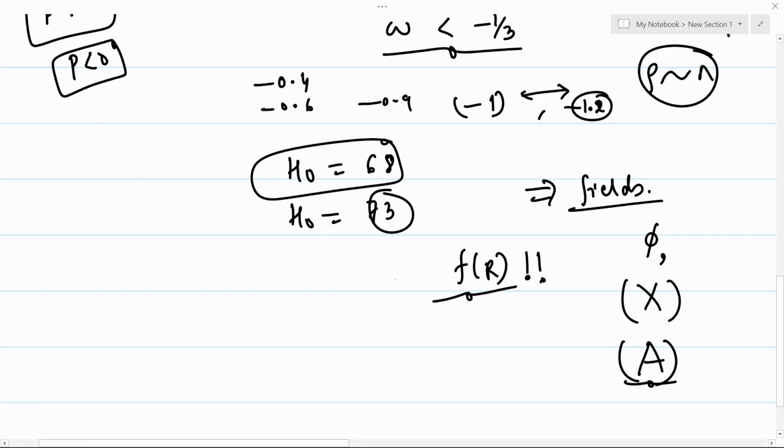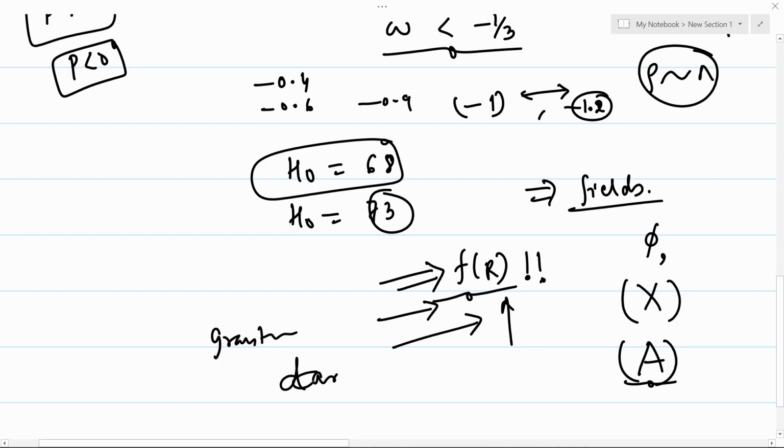But so many f(R) models have been discarded because they go against the data. They cannot explain other phenomena like gravitational lensing or the CMB spectrum. They are not obeying them. So many f(R) models have been rejected. So these are the problems.